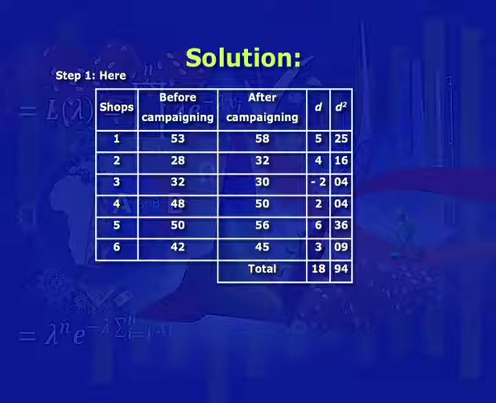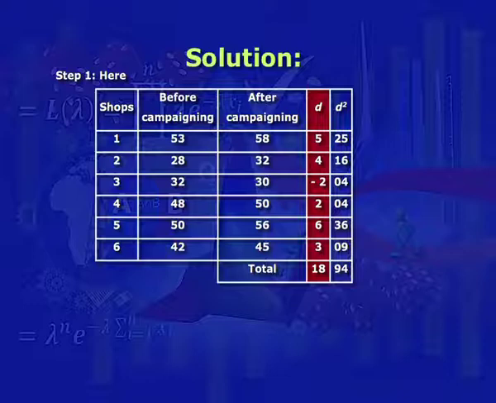Step 1. Here we calculate from the given data the difference between the campaigning before and after. In the first column, we have the different shops 1 to 6. The second column indicates the figures before campaigning. The third column indicates the figures after campaigning. The fourth column D indicates the difference between before and after. That means for 53 and 58, the difference is 5. Similarly, for 28 and 32, the difference is 4. Here the difference is calculated as after campaigning minus before campaigning.